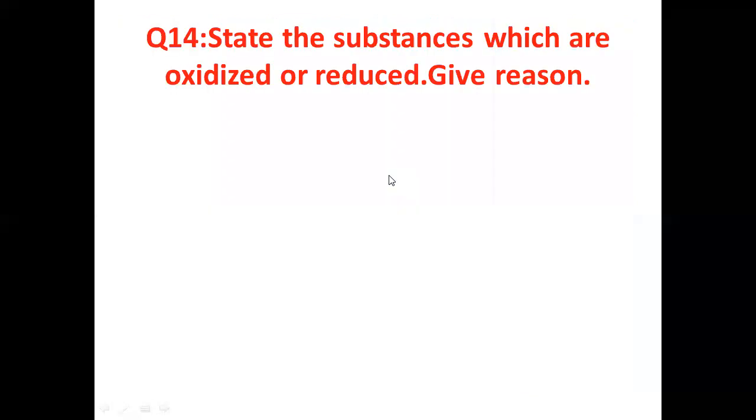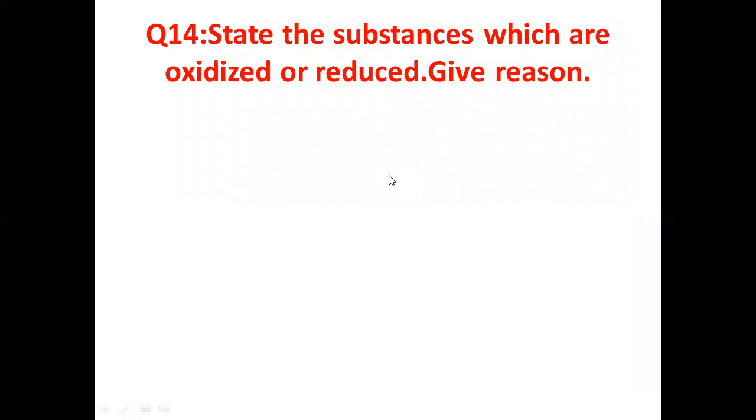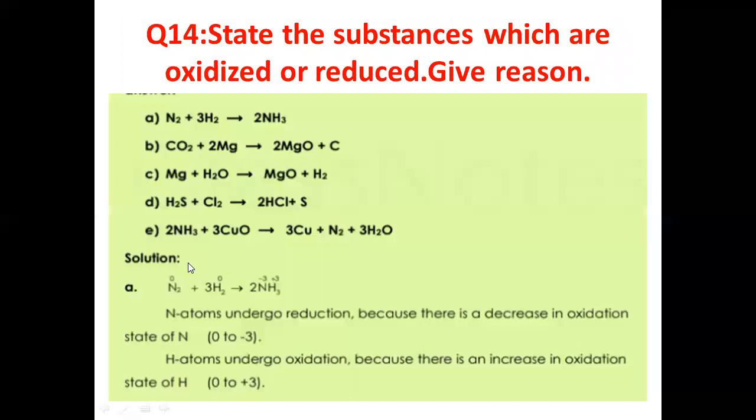Question number 14, state the substances which are oxidized or reduced. Give a reason. First part is 1 mole of nitrogen when reacting with 3 moles of hydrogen gas will give 2 moles of ammonia. So first of all, you have to assign the oxidation state to all the elements which are involved in a chemical reaction.